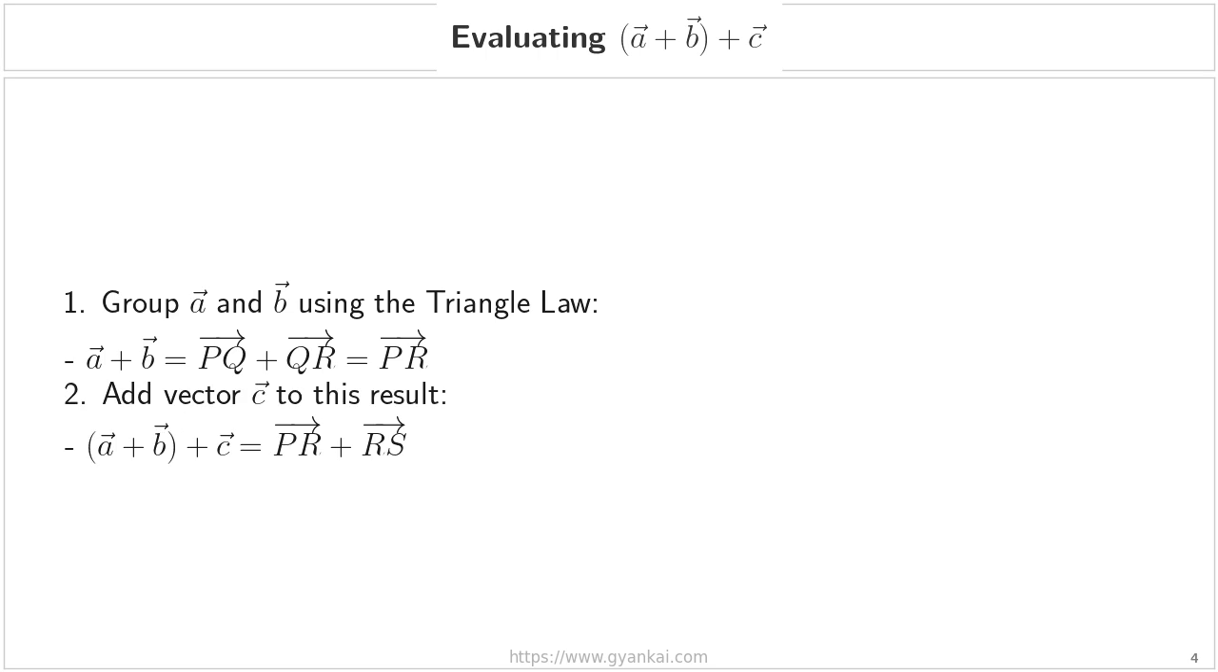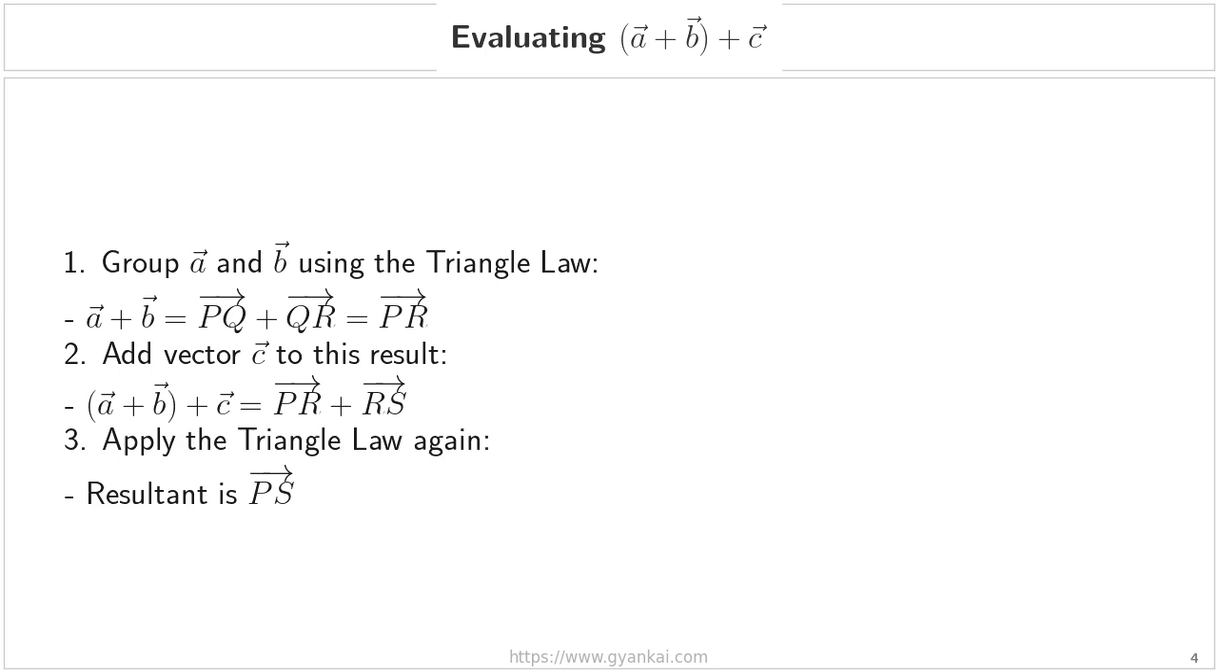Next, we take this new result and add our third vector, vector C, to it. In terms of our points, this means we are adding the vector from P to R to the vector from R to S. Finally, we apply the triangle law one more time. Since the end of our first group is point R, and the start of vector C is also point R, they connect perfectly. This brings us directly from our starting point P to our final destination, S. So, the total resultant for this specific grouping is the vector P to S.